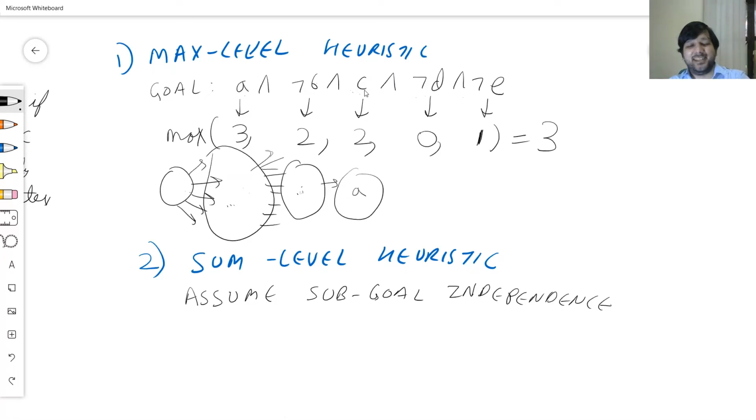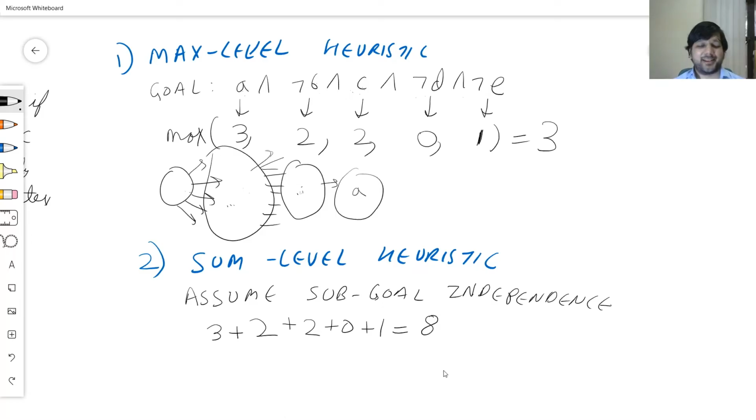While achieving C, I undid A, so I'll have to get A again, but there is no interaction such that by getting C, I automatically get A and not B. That means applying a minimum of 3 actions will get me A. It can be higher. Applying a minimum of 2 more actions will get me not B. It can undo A that you need to re-establish, but best case it won't. 3 + 2 + 2 + 0 + 1 = 8. That's a sum level heuristic.